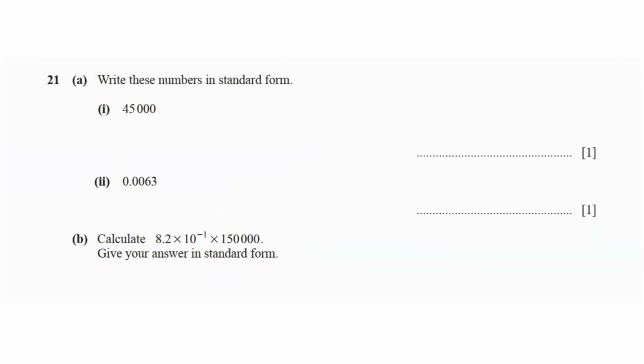Write these numbers in standard form. 45,000 would be 4.5 times 10 to the power of 4. 0.0063 would be 6.3 times 10 to the power of -3. Move the decimal over here and move the decimal over here.